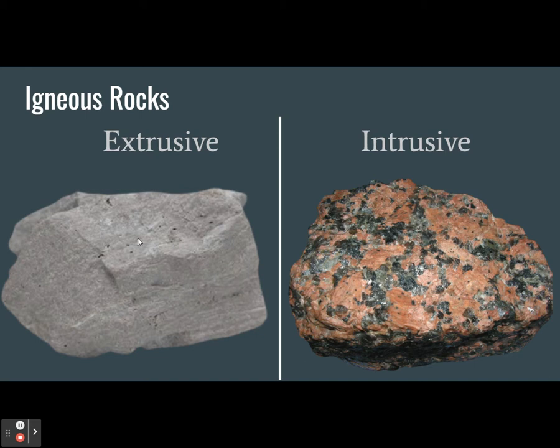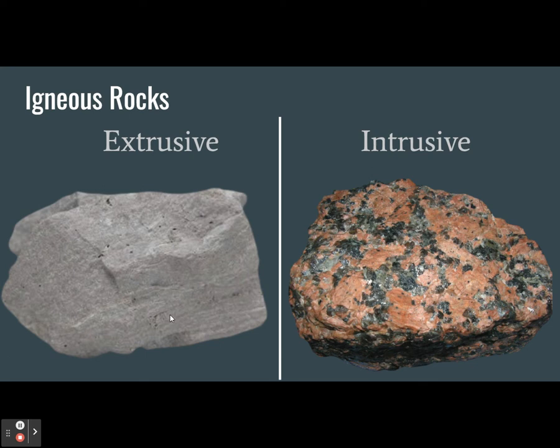The best way to tell the difference between an extrusive rock and an intrusive rock is based on the size of the crystals. So for example, for this extrusive rock here, this is rhyolite. The crystal grains are so small that you would need a microscope in order to see them. There's some very tiny ones here, but for the majority of the rock, it's all this big pink blob here.